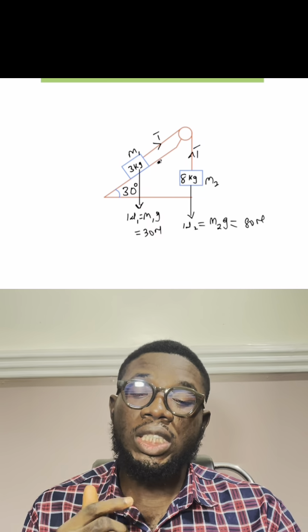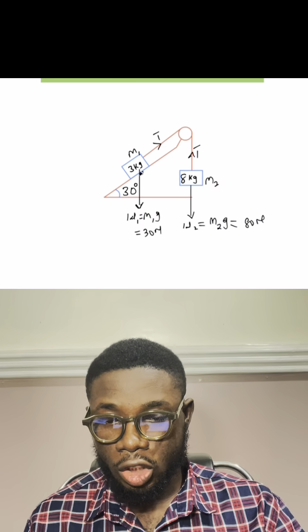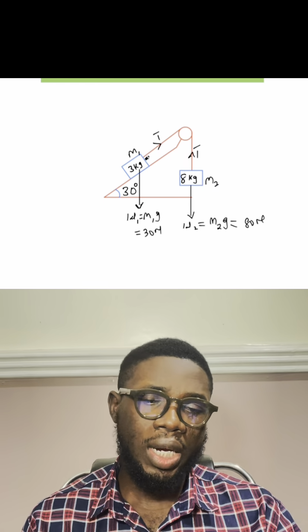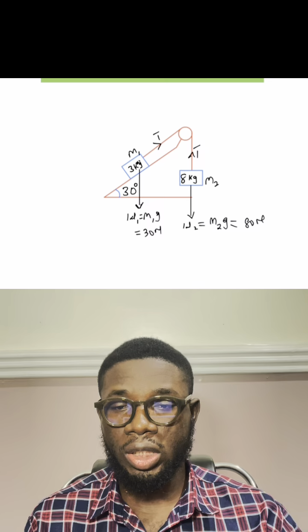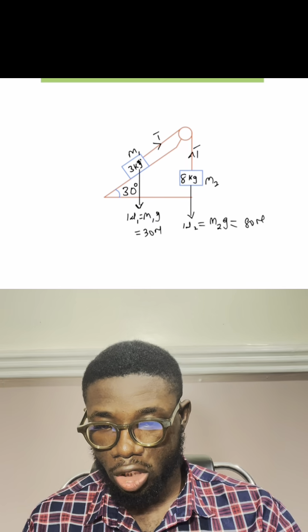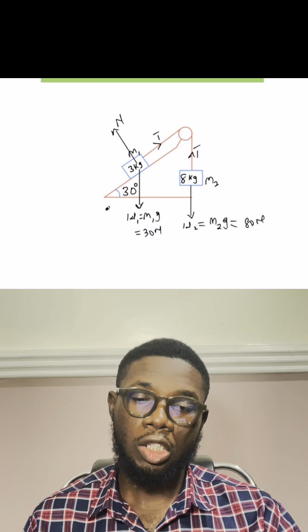There are other forces. If you listen to what I said earlier, there is normal reaction. When you have a body resting on a surface like this, there will always be normal reaction. And why is it normal reaction? It is because it is a reaction that is perpendicular to the surface that you're acting on. So the normal reaction will go up in this manner. So we have our normal reaction.